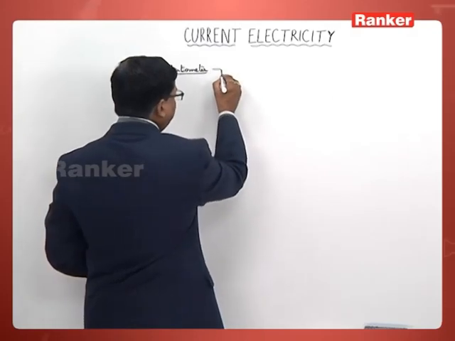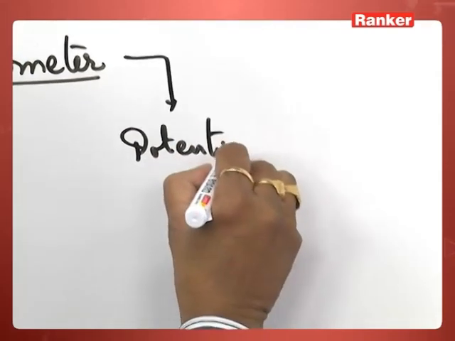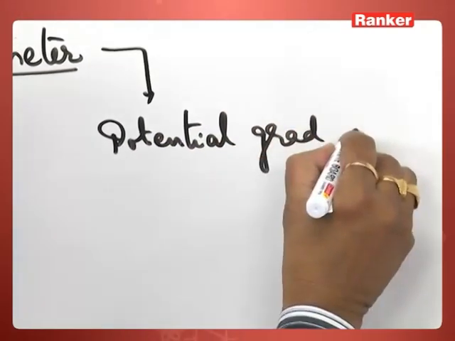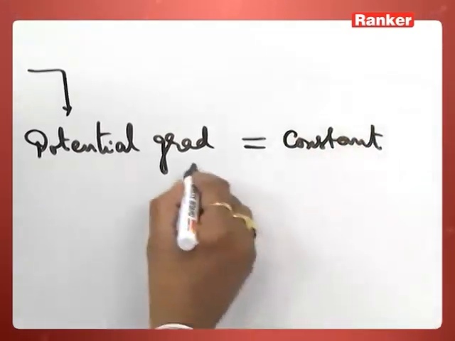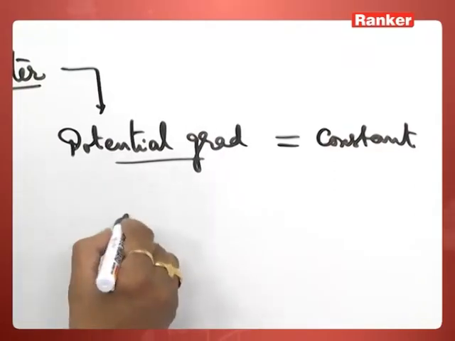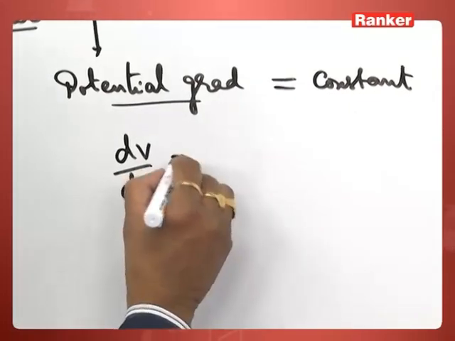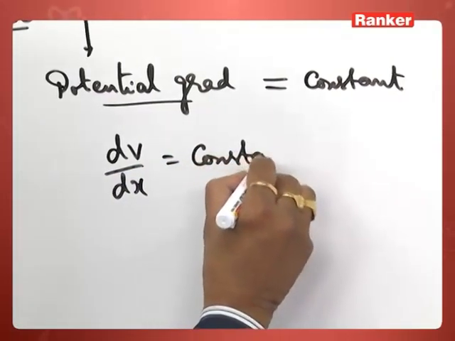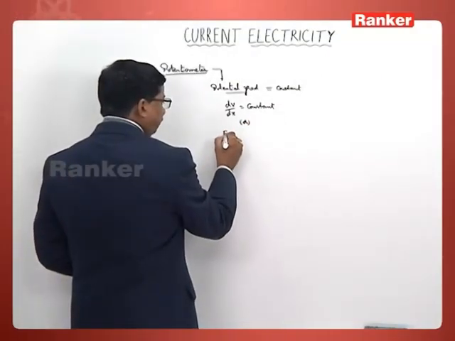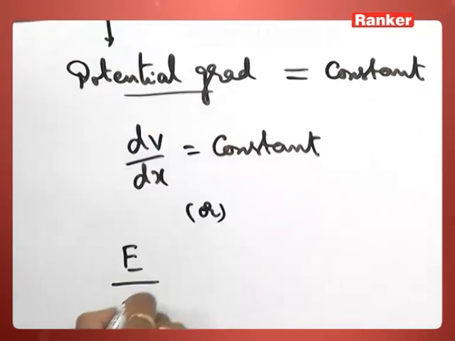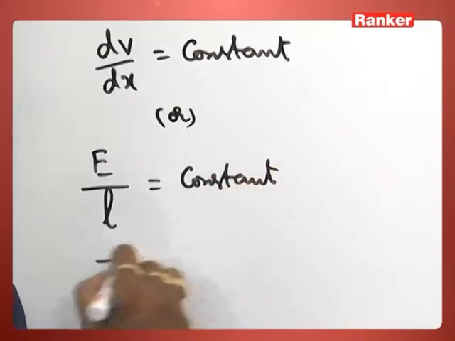What is its principle? First of all, the potential gradient remains constant. What do you mean by this potential gradient? That of course we can write as dV by dx. That now must be constant here. In other words, you can even say, if E is the EMF per unit length of the wire, that remains constant.